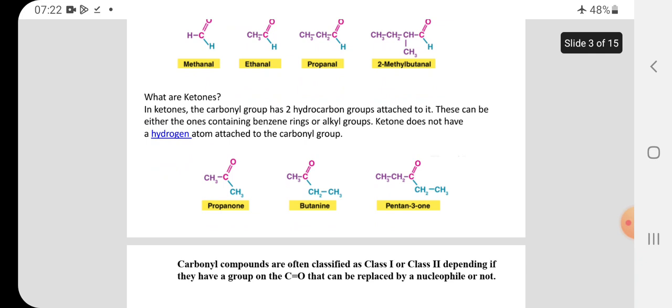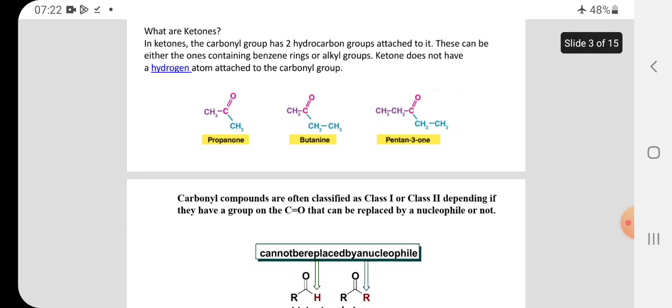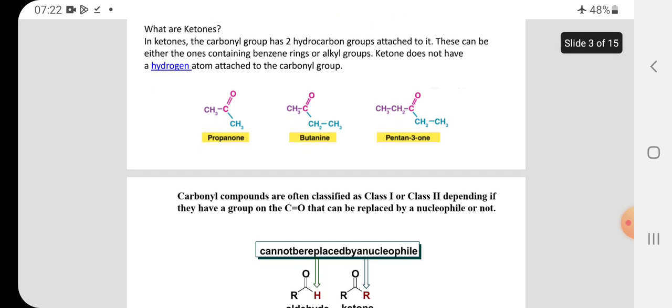What are ketones? In ketones, the carbonyl group is attached to two hydrocarbon groups, either alkyl groups or aryl groups. Alkyl groups mean aliphatic ketones, aryl groups mean aromatic ketones. In some cases, one is an alkyl group and the other is an aryl group, which is considered an aromatic ketone, such as propanone, butanone, and pentanone.